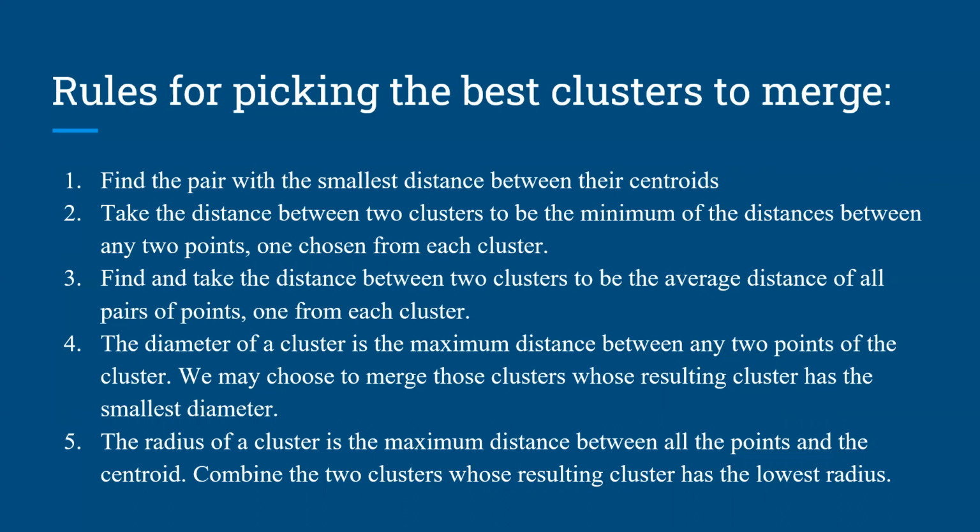So when we need to select clusters to be merged, we can go with the cluster which has the smallest diameter. And the fifth approach will be considering the radius of the cluster. So we can select the one which has the lowest radius for combining.